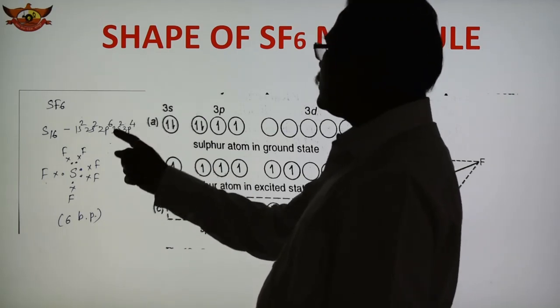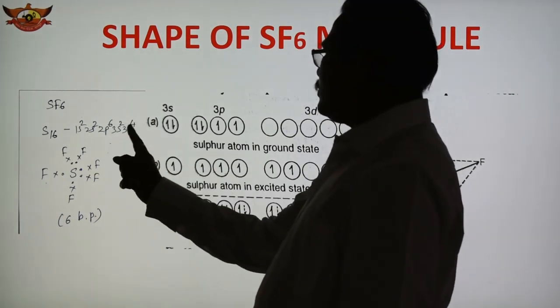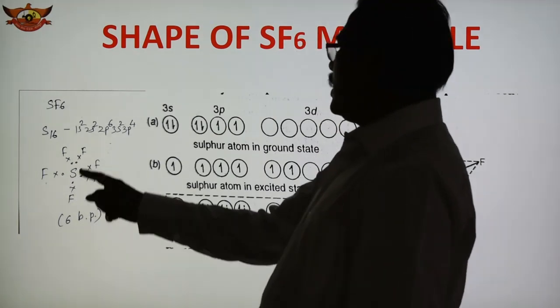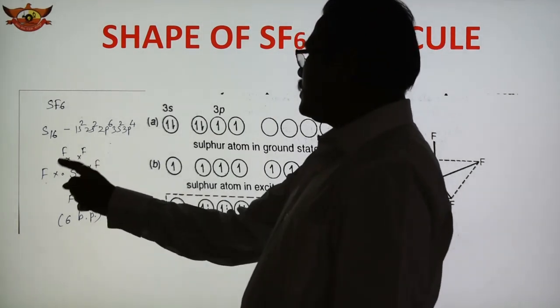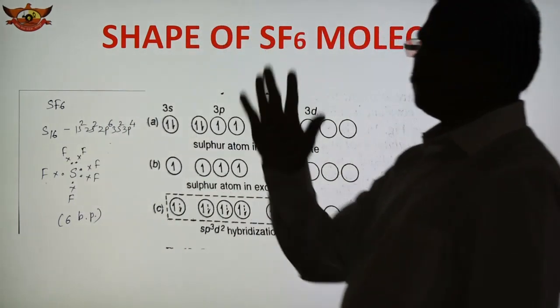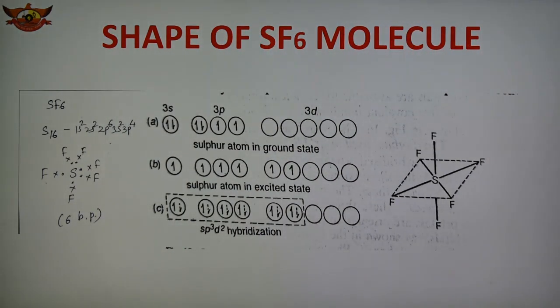So 6 electrons are there in the valence shell. These are the valence shell configuration: 1, 2, 3, 4, 5, 6. And 6 fluorine atoms are there, 6 electrons, and they overlap in this way, forming 6 bond pairs of electrons. So all are bond pairs, no lone pair.